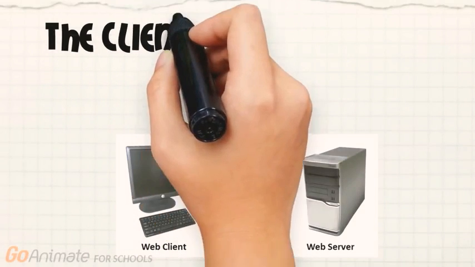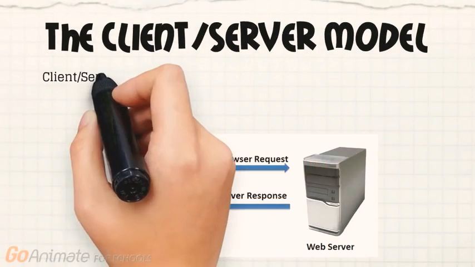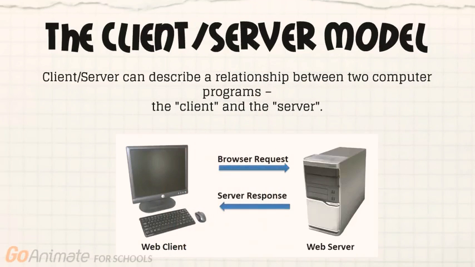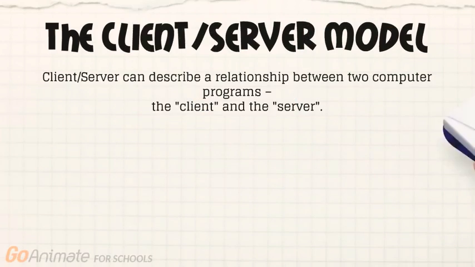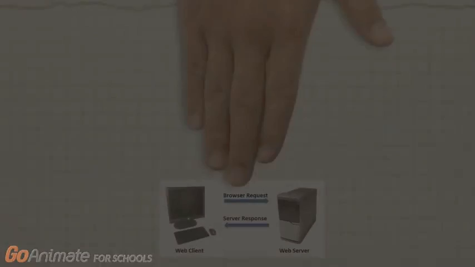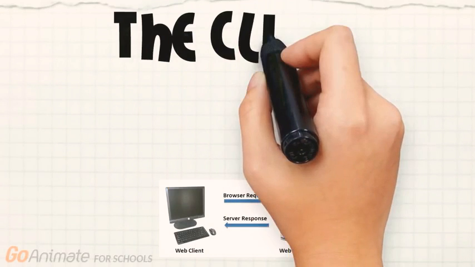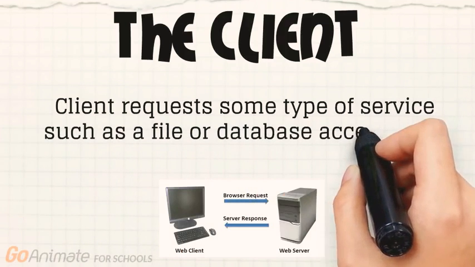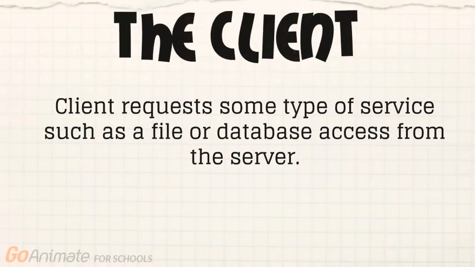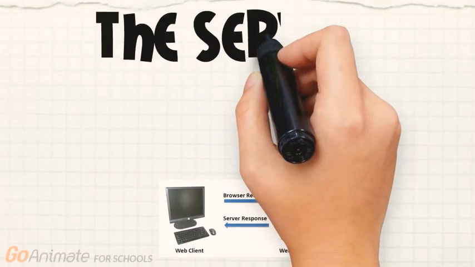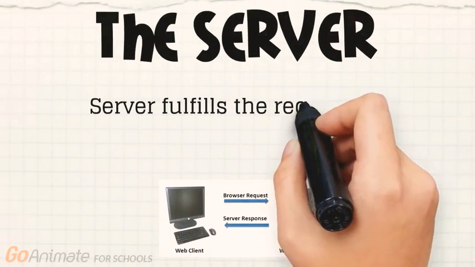Client-server can describe a relationship between two computer programs, the client and the server. For the Internet, the client is the web browser and the server is the web server. The client requests some type of service, such as a file or database access, from the server. And the server fulfills the request and transmits the results to the client over a network.